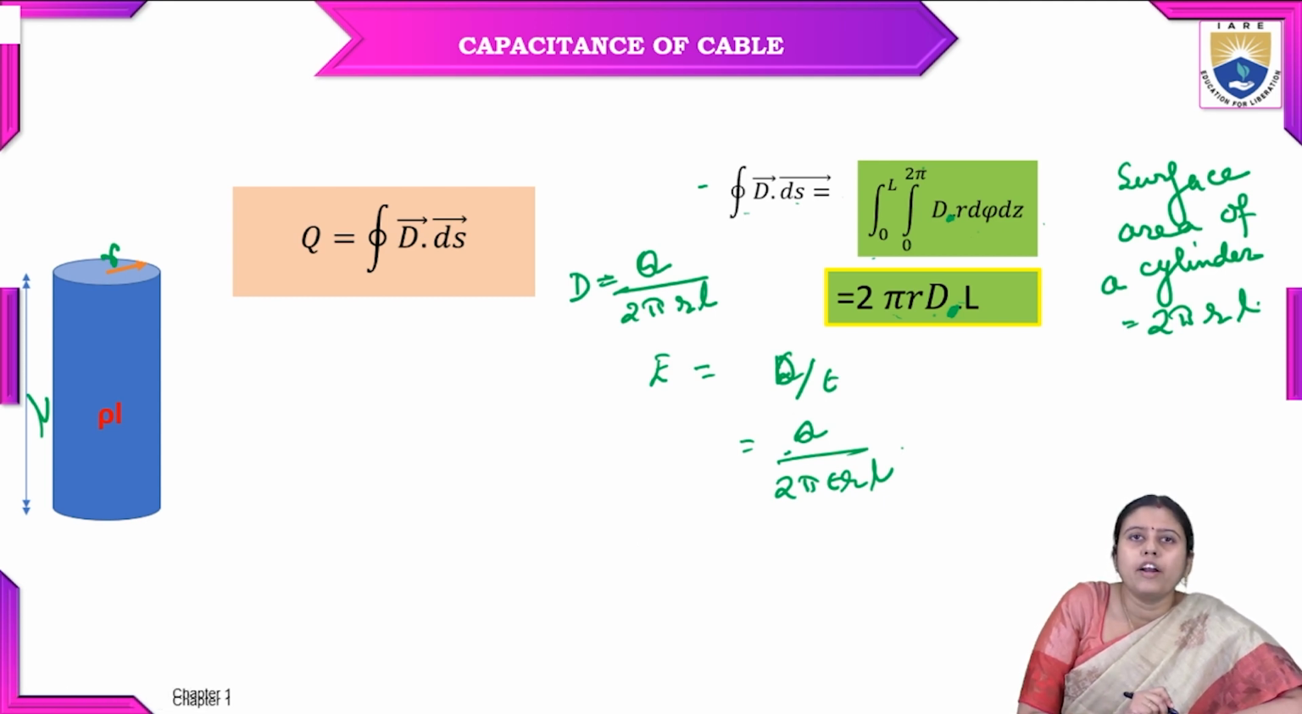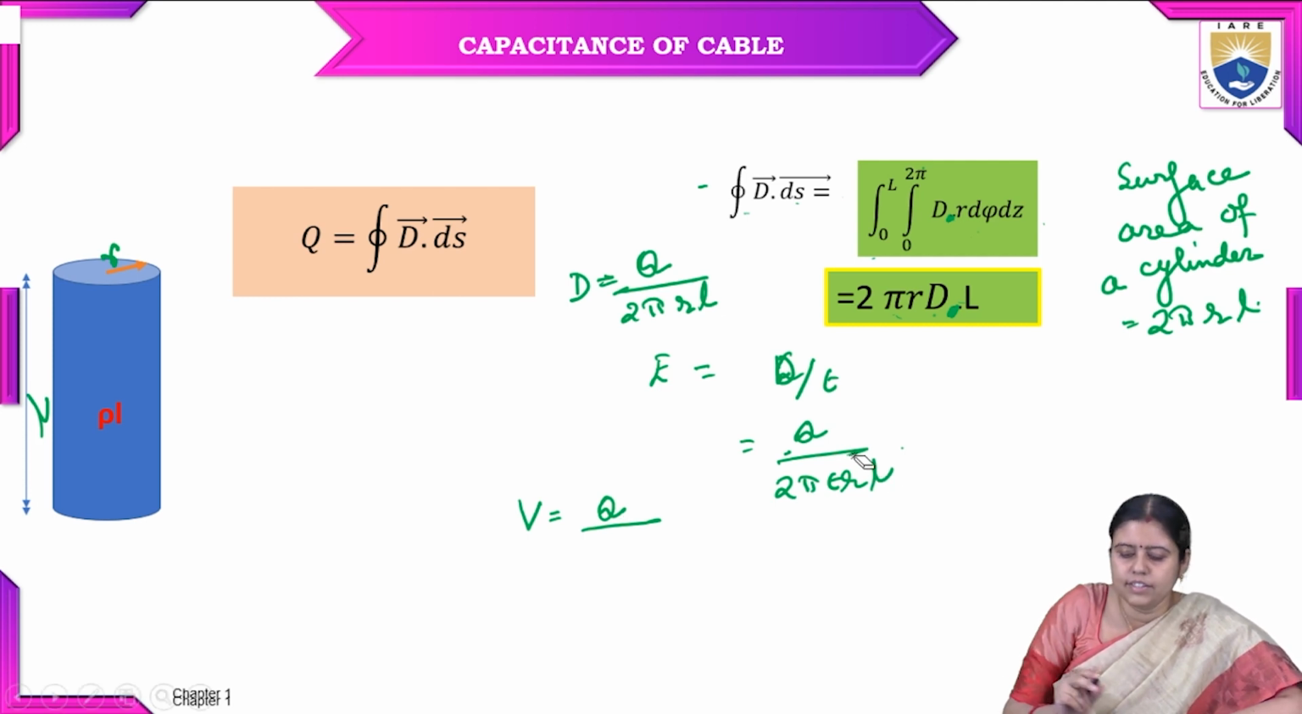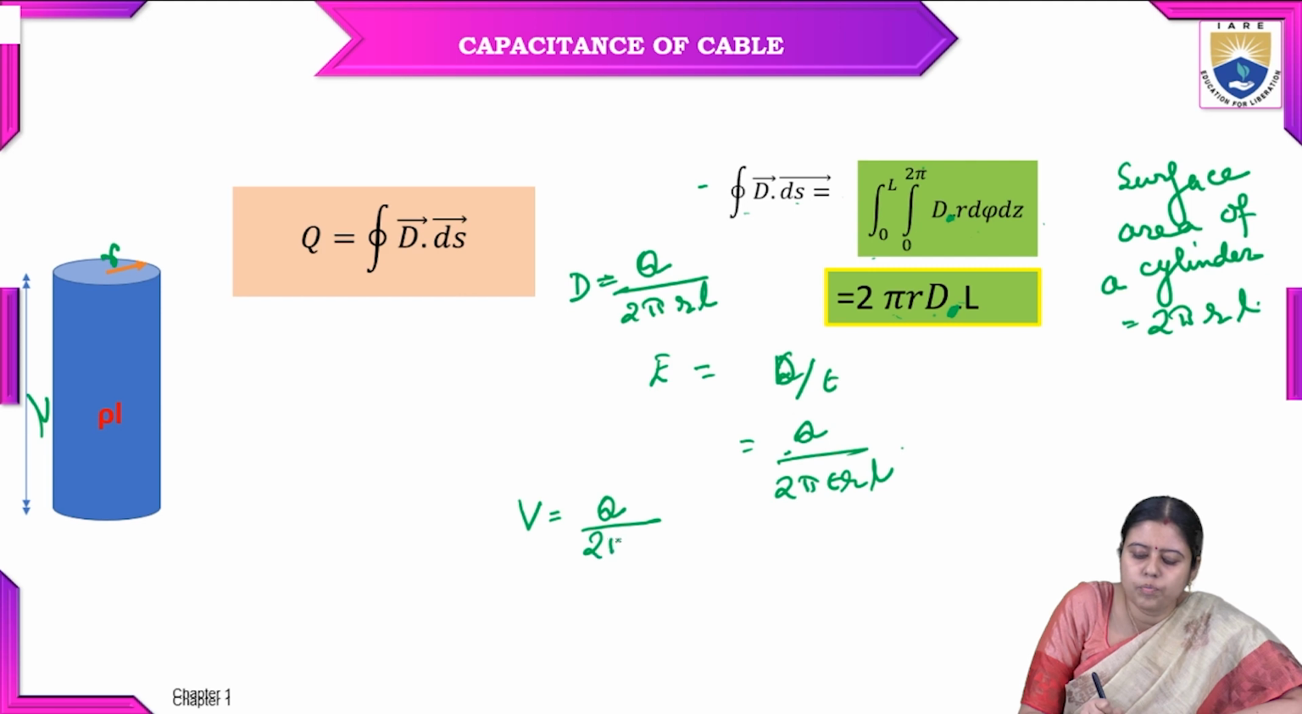Now if we want to calculate the voltage, what is V? V is equal to the integral of E into dl, we are calculating this. Q by 2 pi epsilon L is constant.